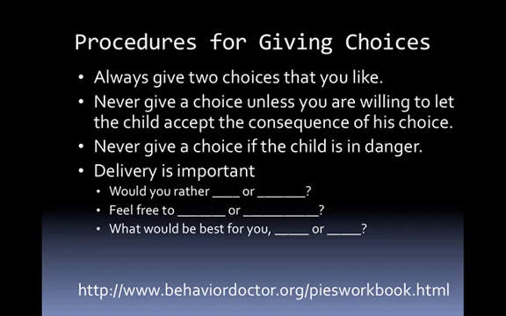Because the first time they choose it, if we don't let them have it, then they're not going to believe in our system anymore. Never give a choice if the child is in danger. If a child is running out into the street, it's not time for choices. It's time to prevent the danger.